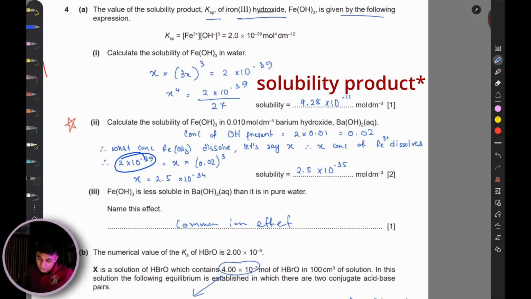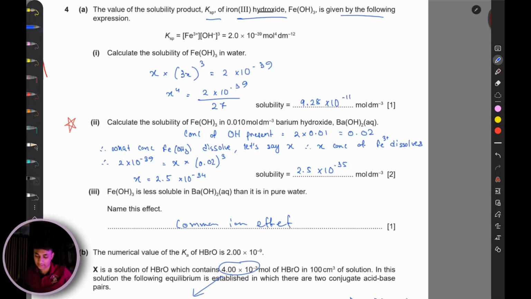Right? We know the solubility product, that is 2 into 10 to the power of minus 39. And that is going to be equal to your X, that is the solubility of Fe that we are going to find out, times 0.02 to the power of 3. So you're going to find out the solubility of your iron.